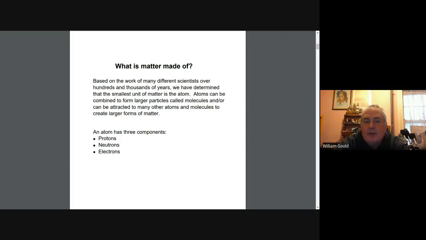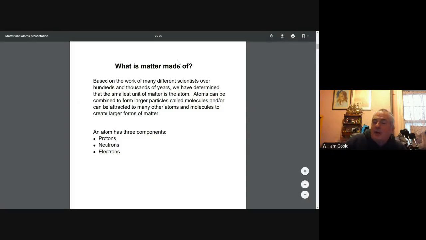So at that point, based on the work that happened before, we determined that the smallest unit of matter, the smallest piece of matter, is an atom. And then atoms are used to form larger things by combining into compounds and molecules and whatever. We'll talk about that all throughout the year. But anyway, an atom has three components: protons, neutrons, and electrons. But you probably knew that.